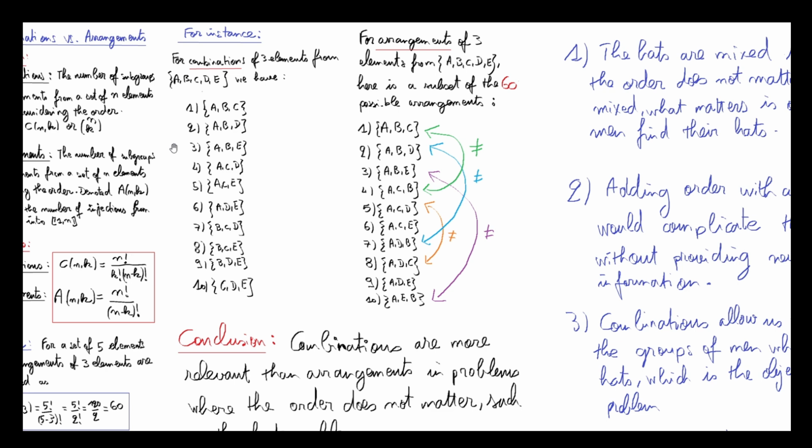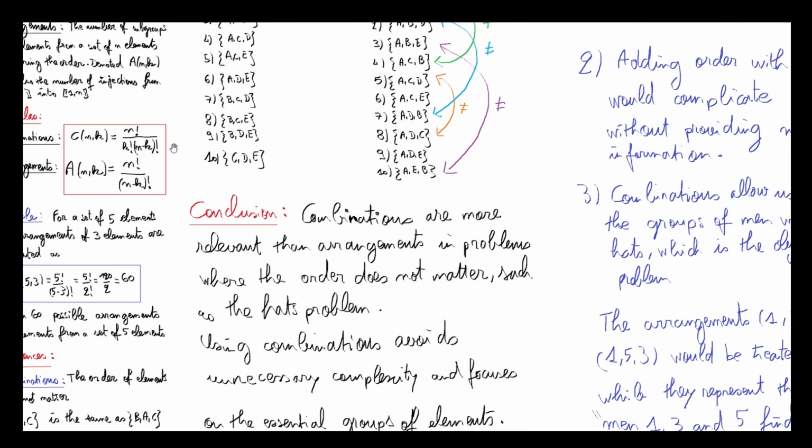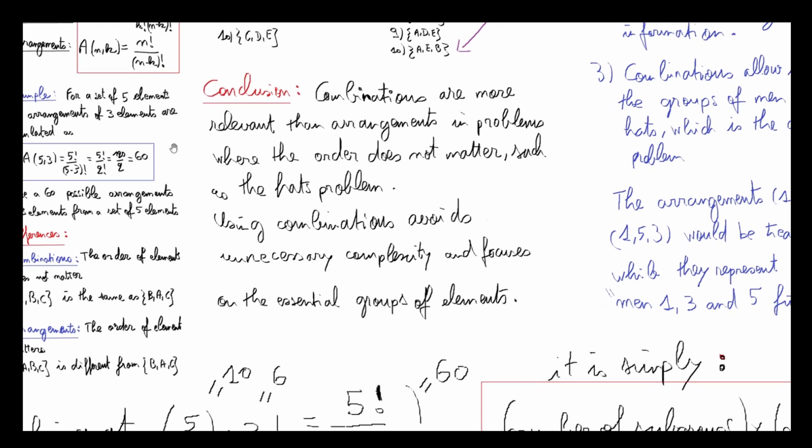Conclusion: combinations are more relevant than arrangements in problems where the order does not matter, such as the hats problem. Using combinations avoids unnecessary complexity and focuses on the essential groups of elements.